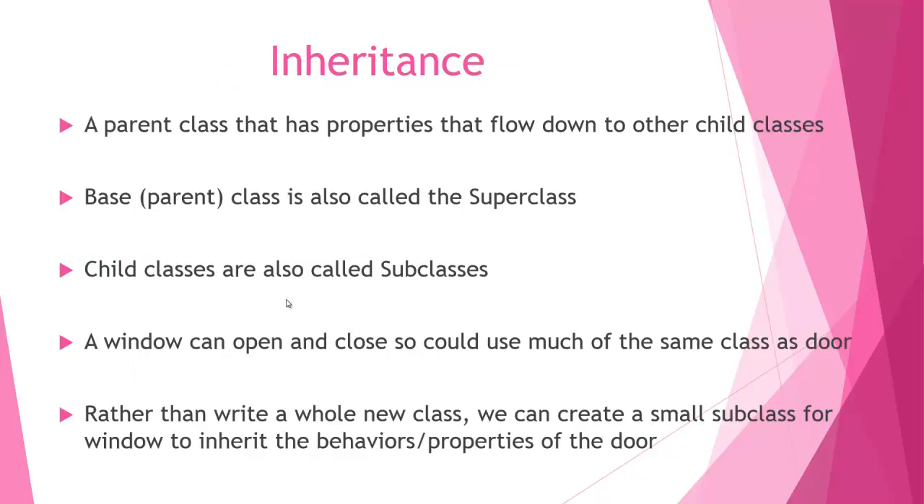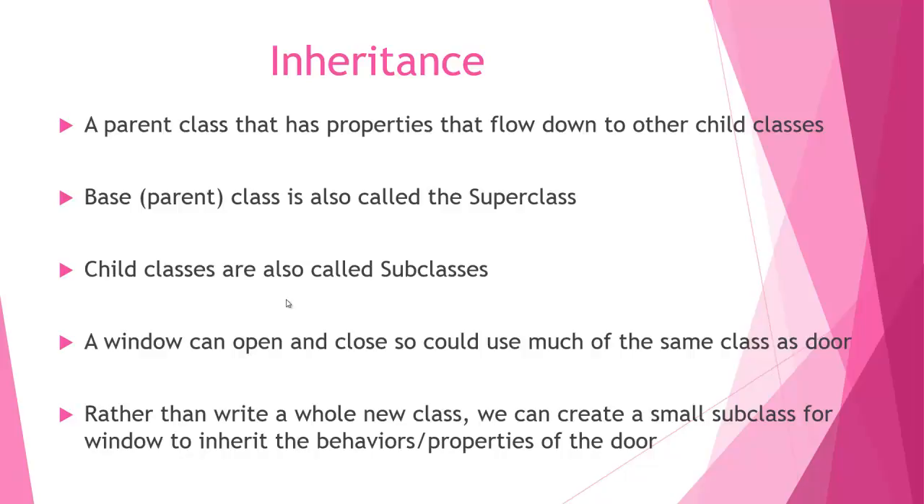All right, inheritance. Your parent class can have properties that flow down into other child classes. So the parent class is typically called the base class and sometimes called the superclass. And then the child classes are also called subclasses. So you have a superclass that has all the main characteristics, and then you can have subclasses. And your book does a good example of this.